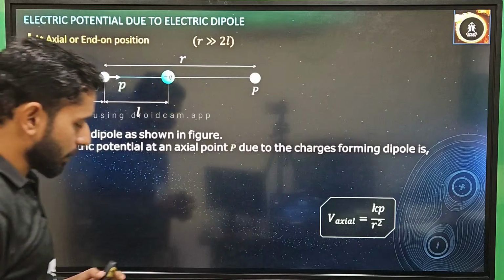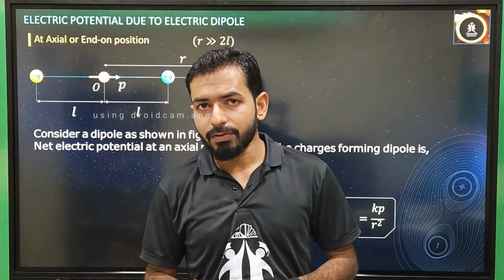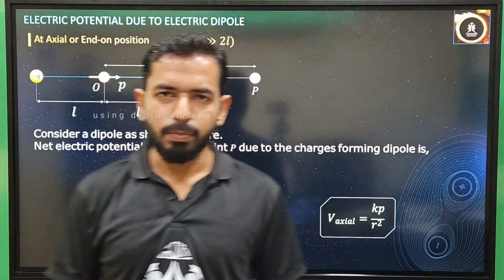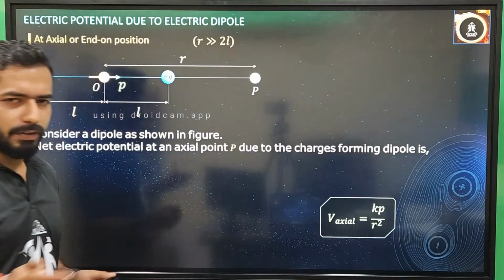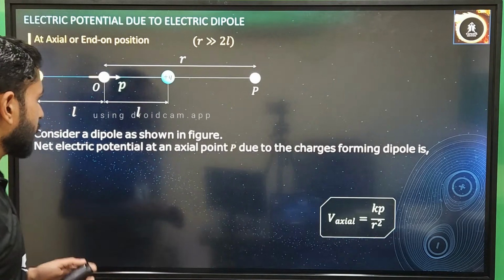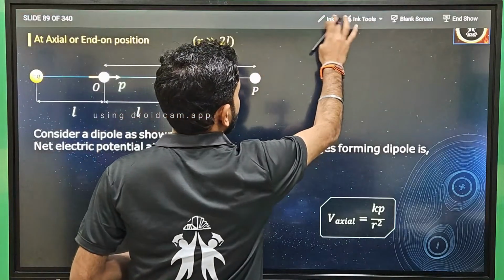So now, let's quickly talk about the potentials also due to a dipole. Again we will have 3 positions: equatorial position, axial position, and any general position also. Now if you understood electric field, understanding potential is very easy. Let me explain. Let's understand the first one, at axial position.